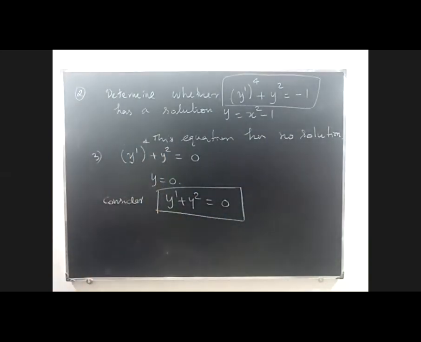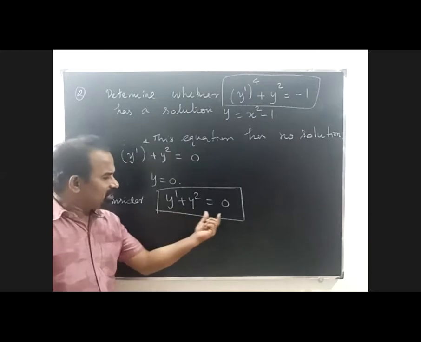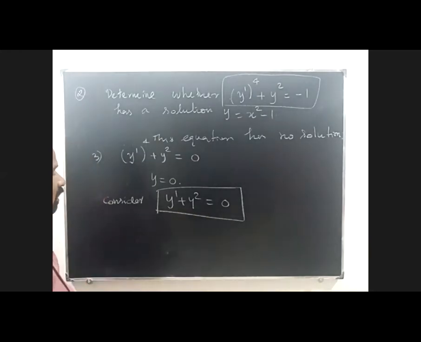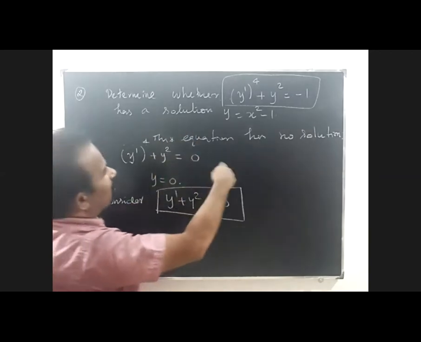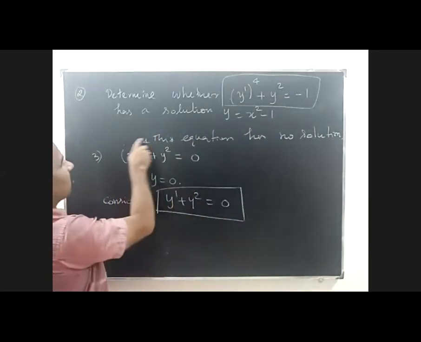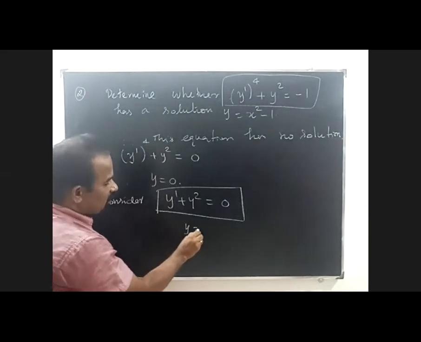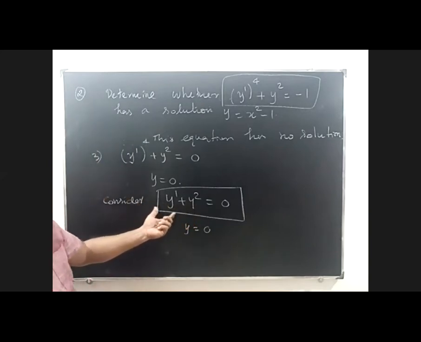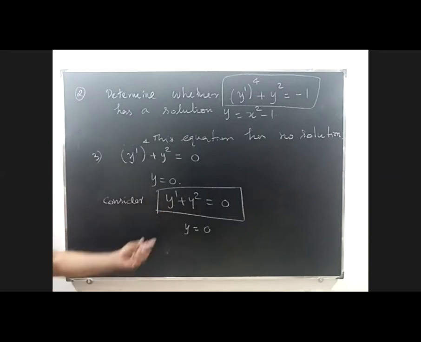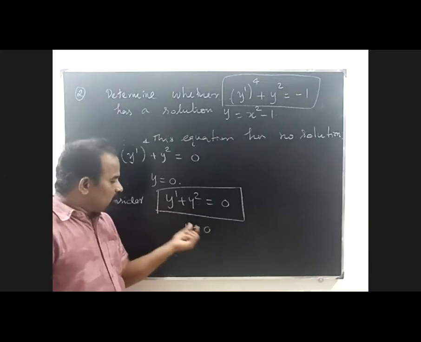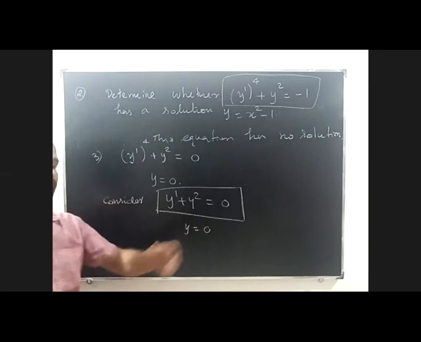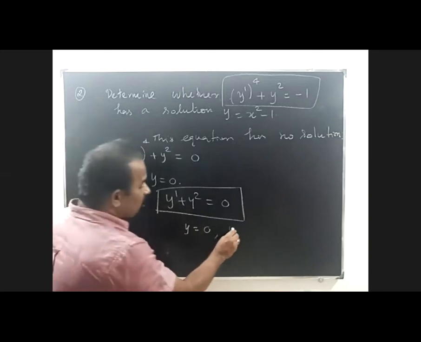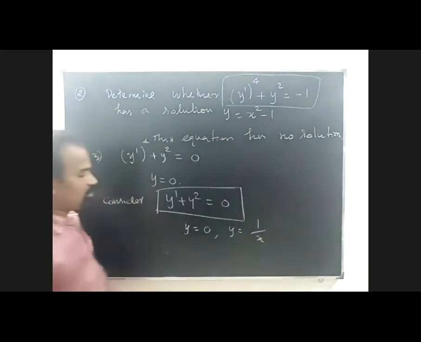What are the solutions of this differential equation? See that. Immediately we can say that, by the same argument, y is equal to 0 is a solution, because for y is equal to 0, y squared is 0 and y dash is also 0, therefore it is 0. And I can also take y is equal to 1 by x.